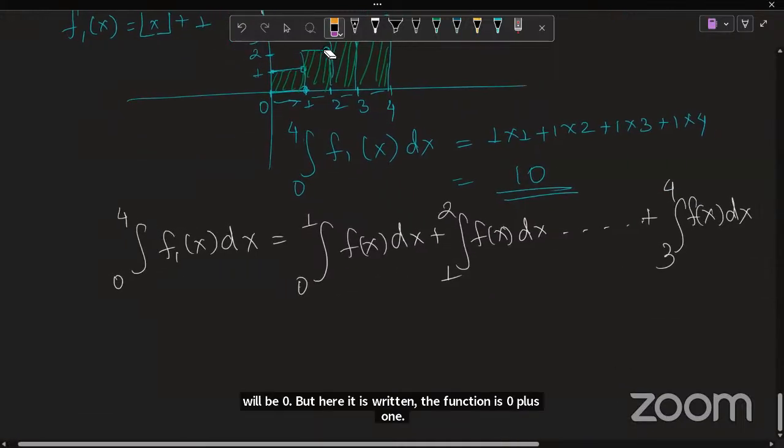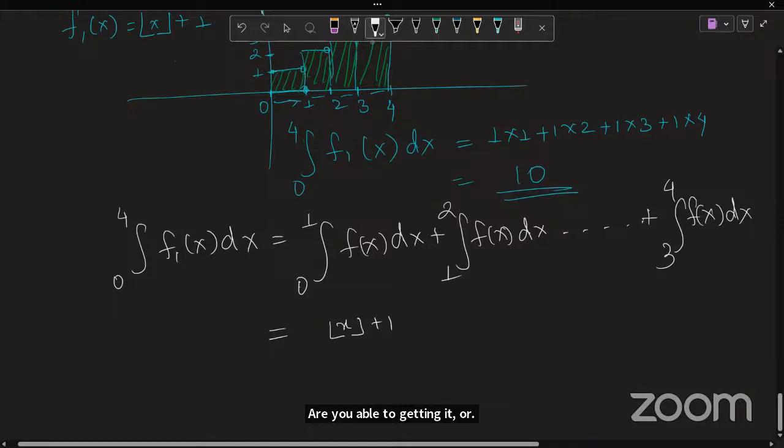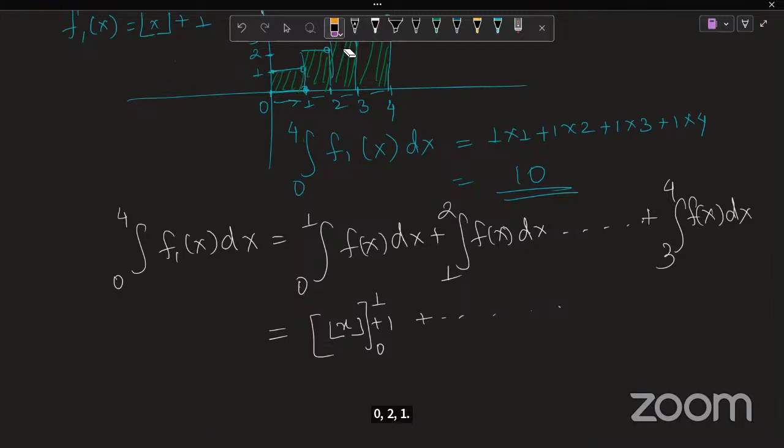Okay, are you able to get it? Yes, sir. This is the function we have, x plus 1, from 0 to 1. Similarly, you have to write this. Okay? Okay, sir. Okay, let me see. Are there any other questions?